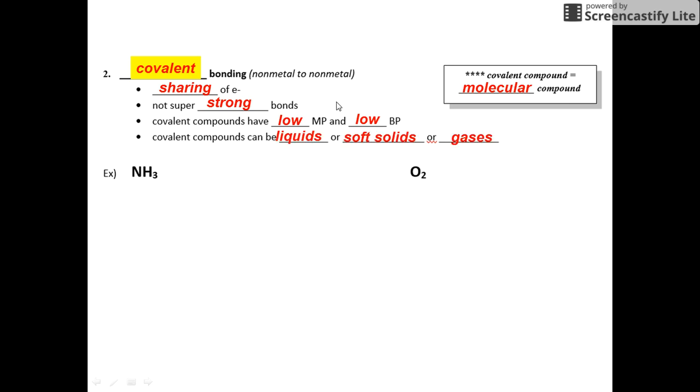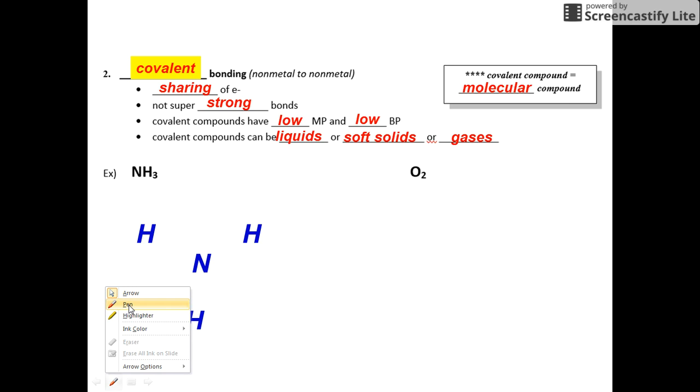Covalent compounds can be liquids, they can be soft solids, or they can be gases, whereas ionic compounds were all brittle solids. Okay, now we need to draw Lewis dot diagrams so we can see how these electrons are shared among these non-metals. So here we go.